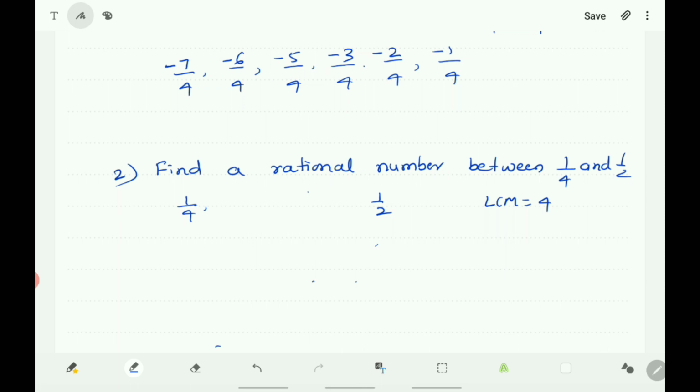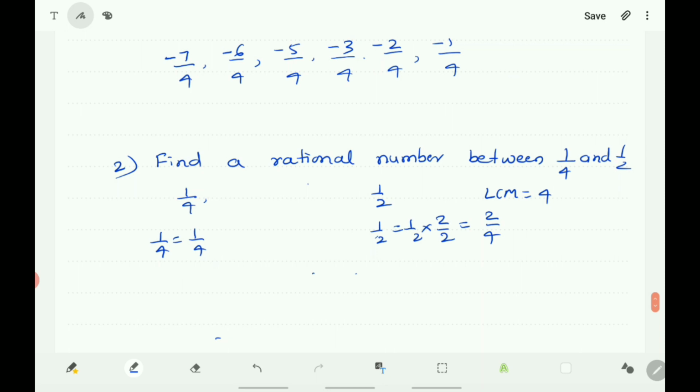Therefore 1 by 4 you can write as 1 by 4 only. And 1 by 2 is 1 by 2 into, to have the denominator 4 it must be multiplied by 2. So you multiply both numerator and denominator by 2. So it becomes 2 by 4. So you got the same number 1 by 2 as 2 by 4. Now here you must find only one rational number. So 1 rational number plus 1, that is 2.